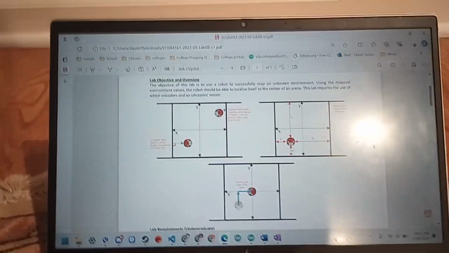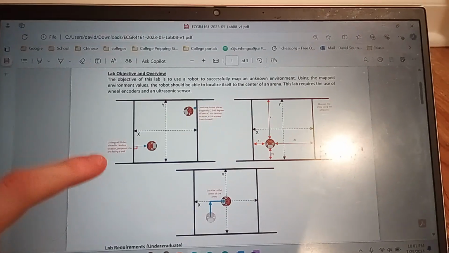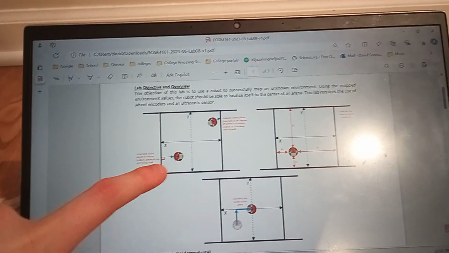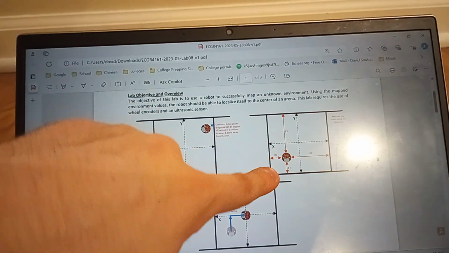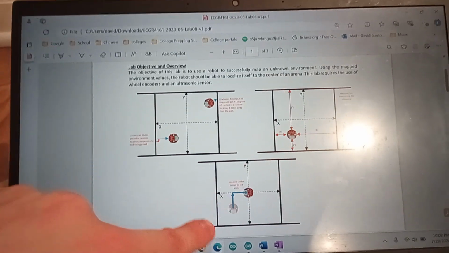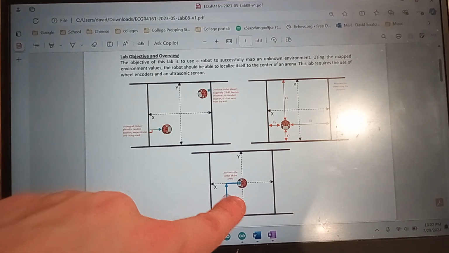Lab 8. The objective for undergrads is to place the robot randomly in the arena, perpendicular to the wall. Then it will measure 4 distances around it. And then using those distances, it will drive along the X and Y axes to get to the middle.